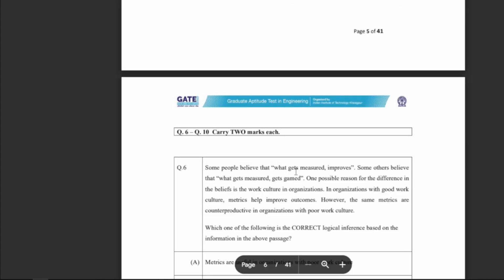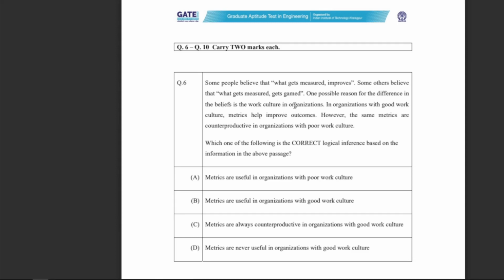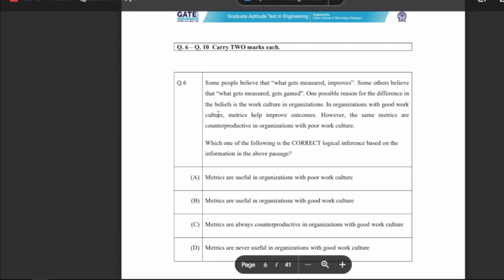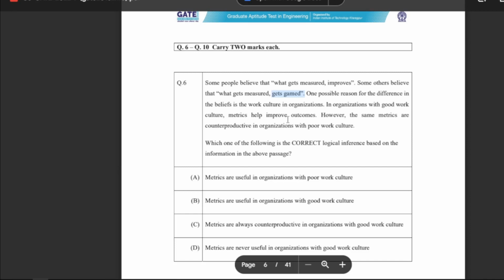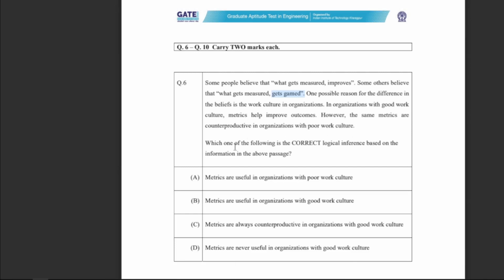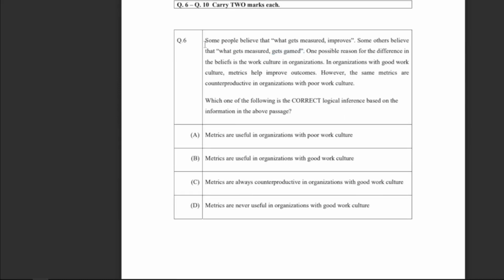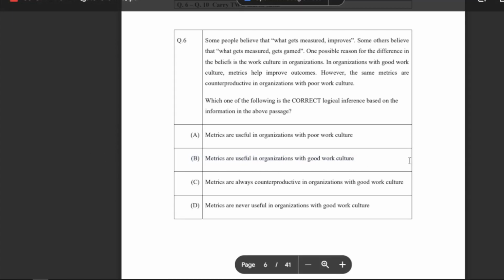Next is the sixth question, right? Some people believe that what gets measured improves. Some other people believe that what gets measured gets gamed. One possible reason for the difference in belief is the work culture in organizations. In organizations with good work culture, metrics help improve outcomes. However, the same metrics are counterproductive in organizations with poor work culture. Which of the following is the correct logical inference based on the information in the above passage? So the answer for this sixth question is B, that is metrics are useful in organizations with good culture, right?